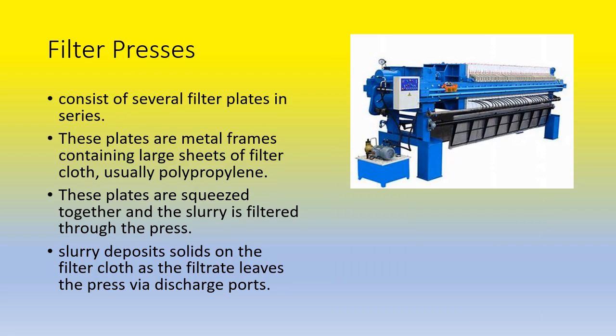Filter presses consist of several filter plates in series. These plates are metal frames containing large sheets of filter cloth, usually polypropylene. These plates are squeezed together and the slurry is filtered through the press. So how this works is the slurry deposits solids on the filter cloth as the filtrate leaves the press via discharge ports.